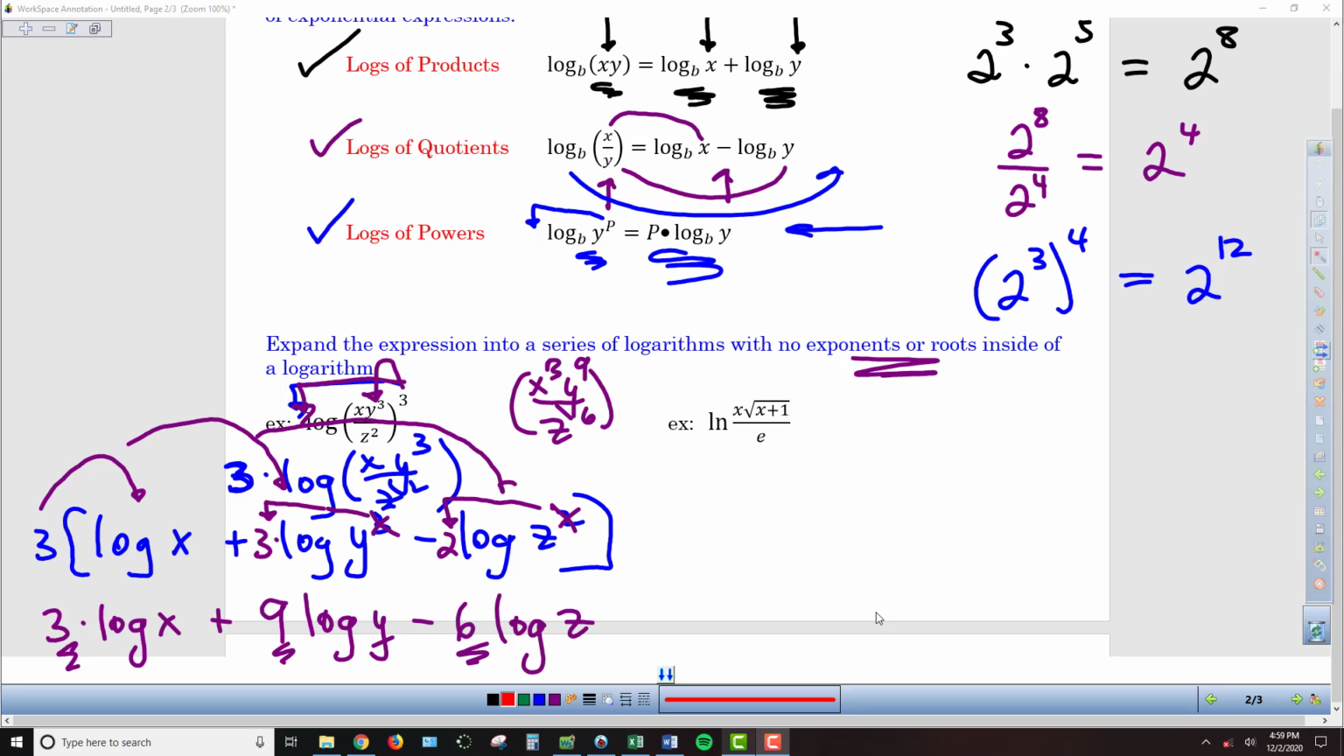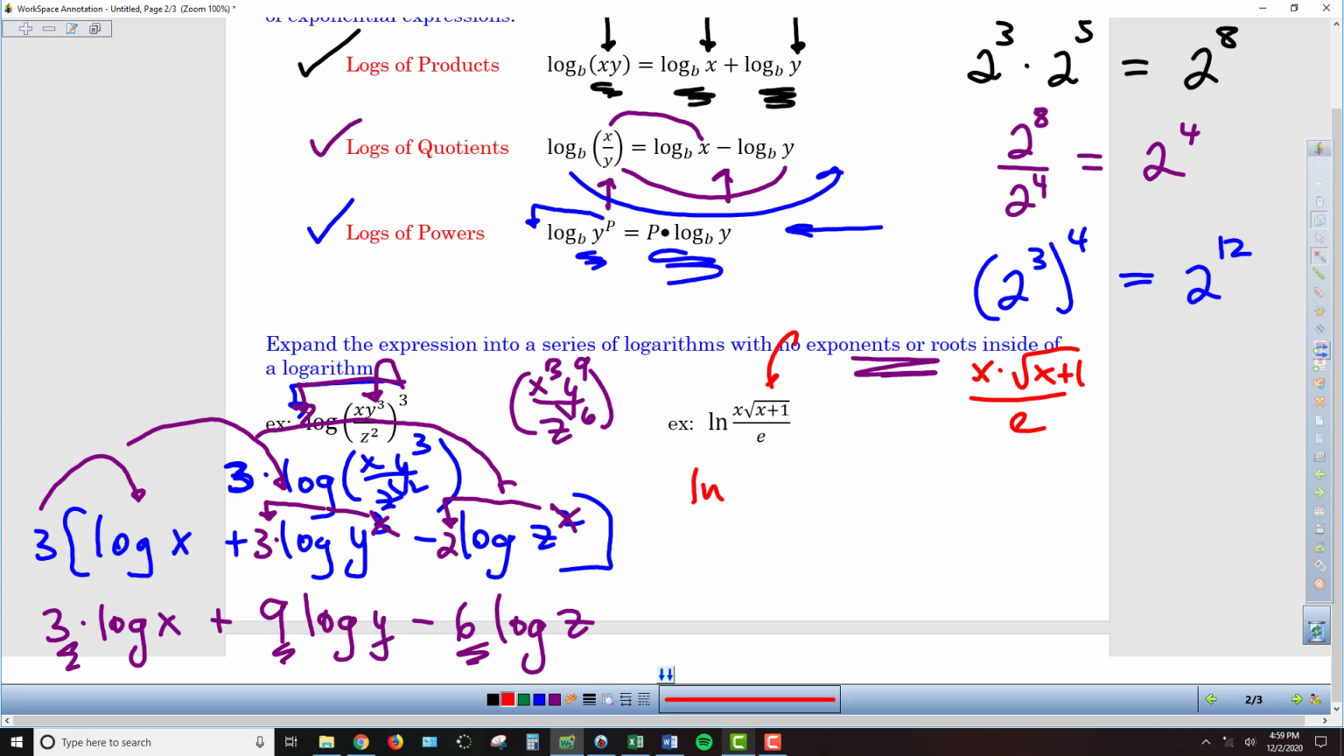In the next example, we're trying to do the same thing. Take this logarithm that has multiple elements inside of it and expand it into a series of logarithms. So we're going to start off and recognize that we've got two things that are being multiplied in the numerator. We have x times the square root of x plus 1, and then that is being divided by the e that's down on the bottom. So I'm going to have 3 separate logarithms. The 2 elements that are in the numerator are going to be positive, and then the division by e is going to give us a negative logarithm.